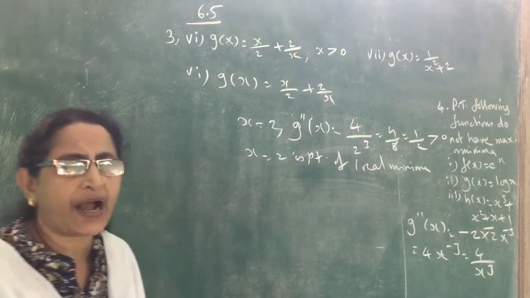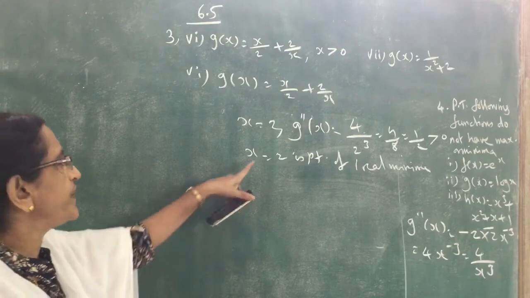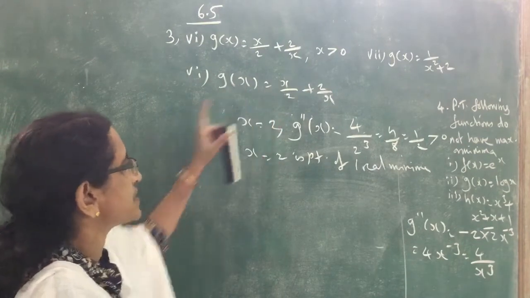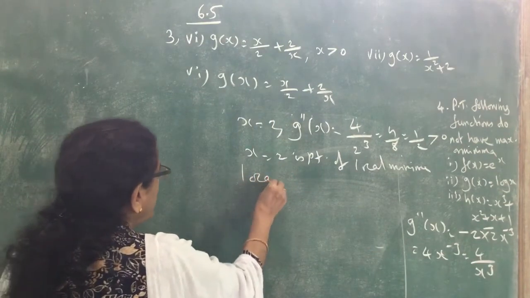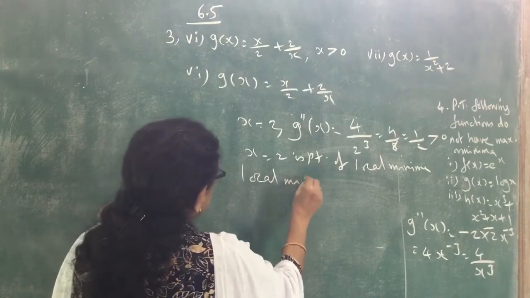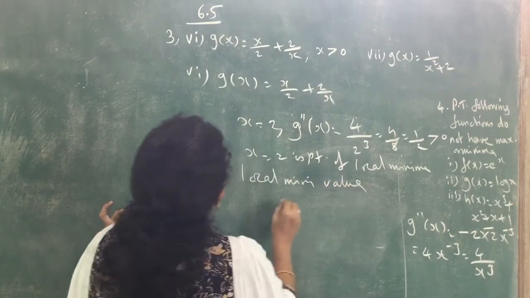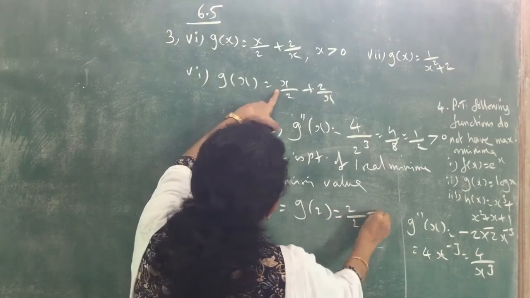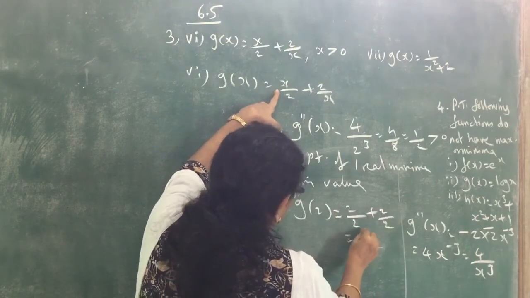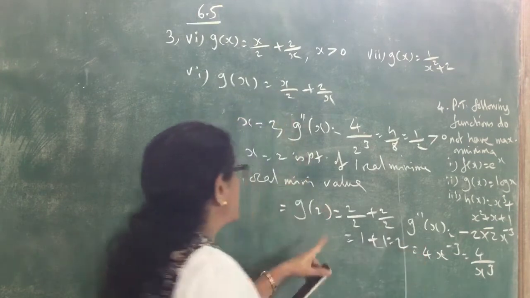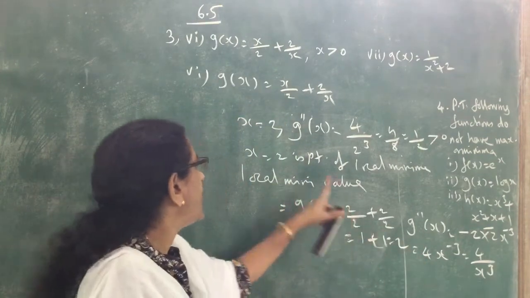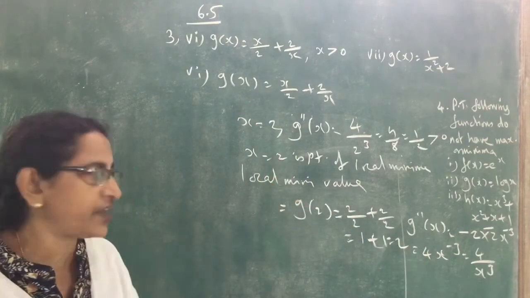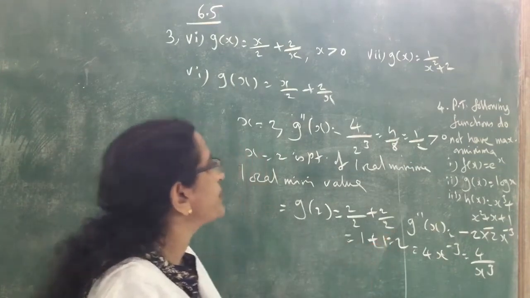To find the local minimum value, we have to substitute this in the given function. Then the local minimum value equals g of 2, that is 2 by 2 plus 2 by 2, that is 1 plus 1, which equals 2. So the minimum value is 2, and x equals 2 is the point of local minima. Local minimum value is 2.